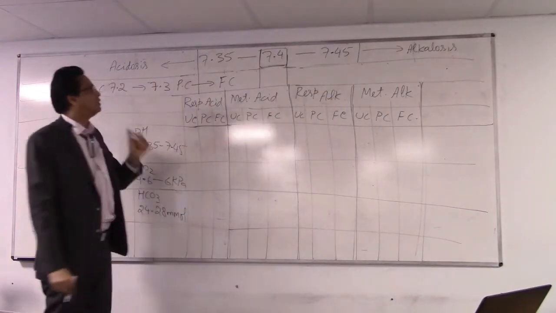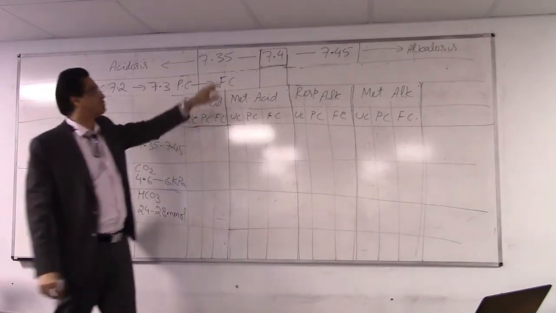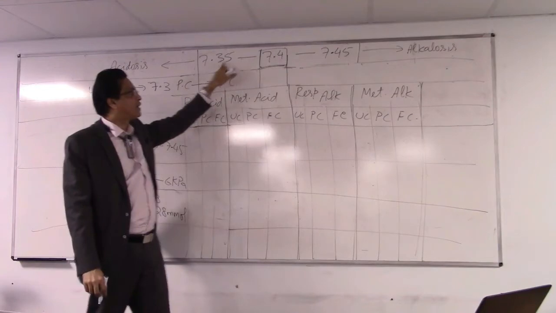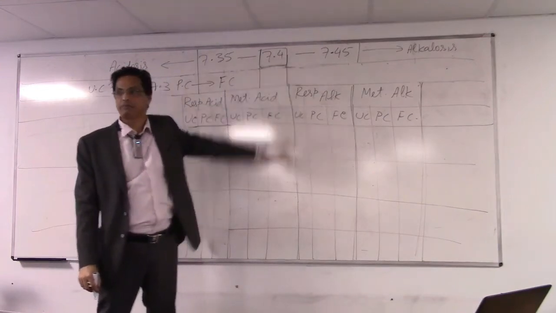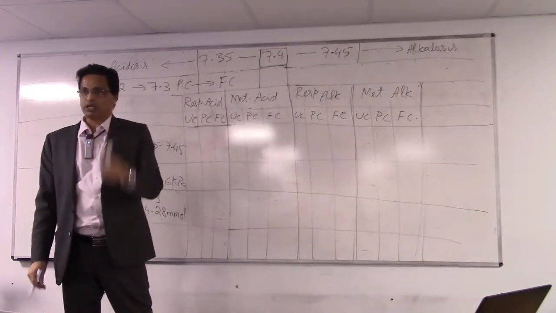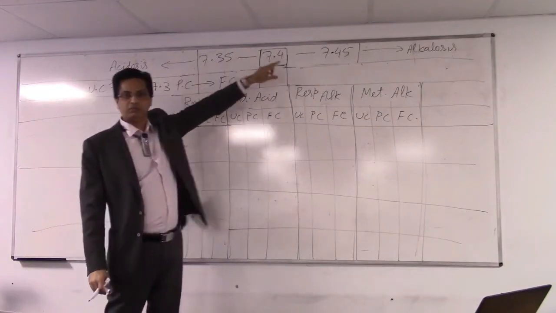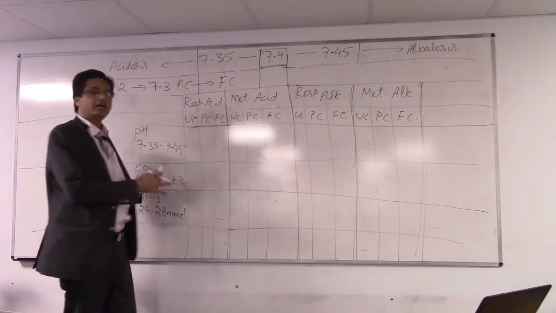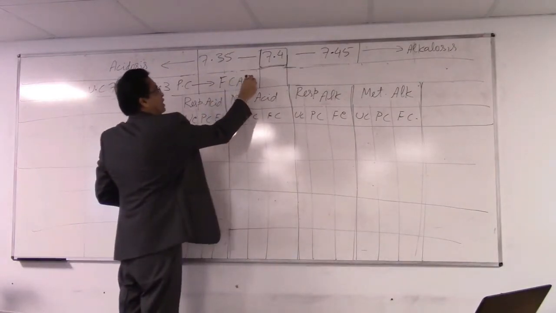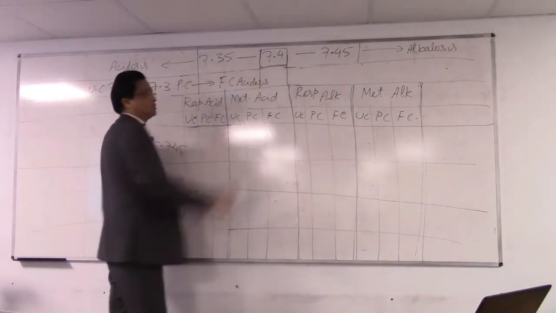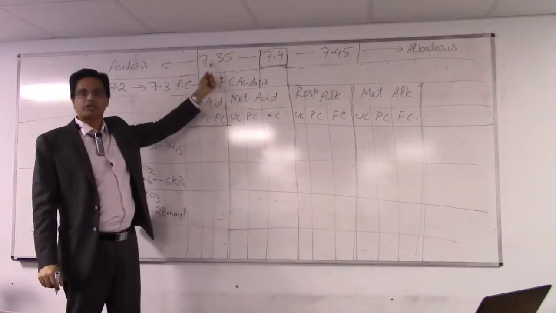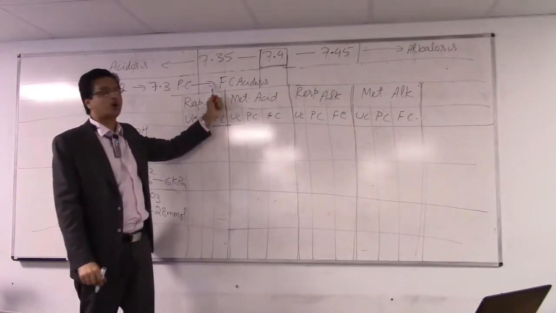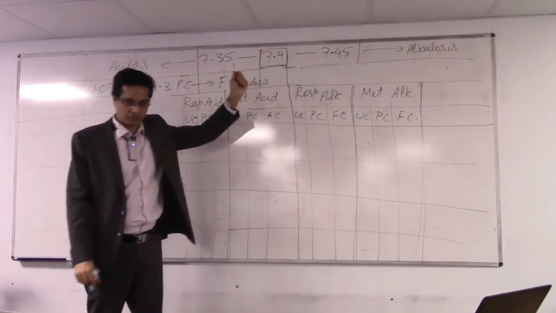Now, if the pH is between 7.35 and 7.4, what can this be? This could be two things. Either it is normal, or it's fully compensated acidosis. All of you understood? If the pH is between 7.35 and 7.4, this is either normal or fully compensated acidosis.